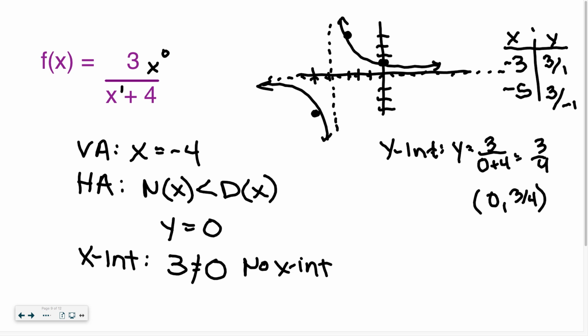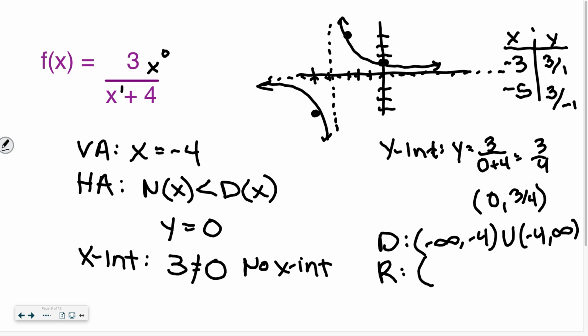All right, what would we exclude for domain? -4, the vertical asymptote. What would we exclude for the range? 0, the horizontal asymptote. Okay, since we only have one thing to exclude, we only have 2 intervals right there. So there's a lot of things, hopefully a couple of them, like maybe the vertical asymptote you already know from Algebra 2.